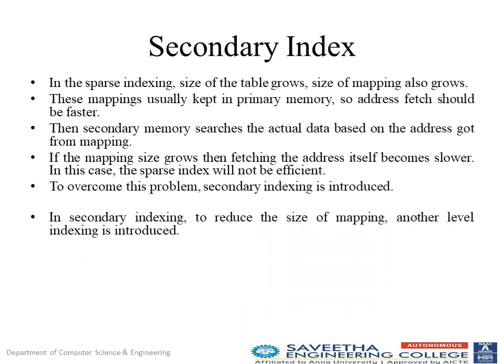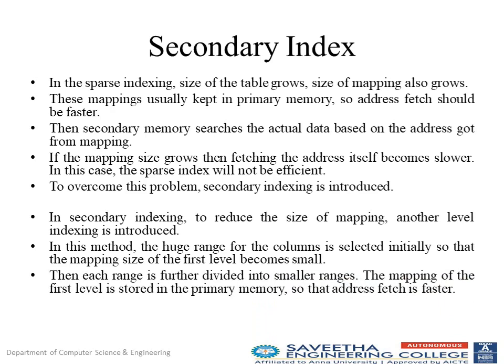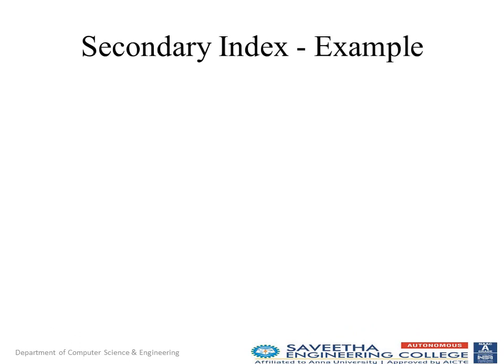Here, to reduce the size of the mapping, another level of indexing is introduced. In this method, a huge range for the columns is selected initially, so that the mapping size of the first level becomes small. Then each range is further divided into smaller ranges. The mapping of the first level is stored in the primary memory so that address fetch is faster. The mapping of the second level and the actual data are stored in the secondary memory. See the example.